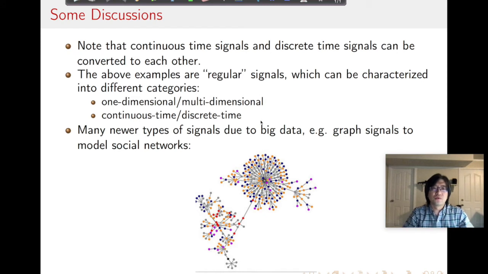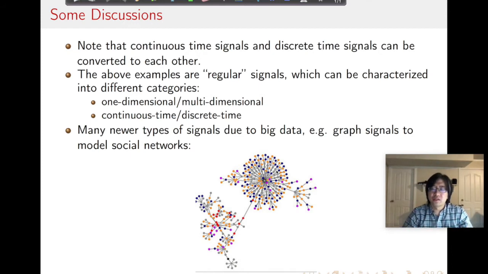And this kind of audio signal or image signal is a kind of regular signal. But there are some irregular signals, or let's say we usually refer to them as data. So data are a kind of signal. For example, this graph signal could represent a social network. Each point here can represent a group of people or just a person. So this is also a kind of signal, okay?